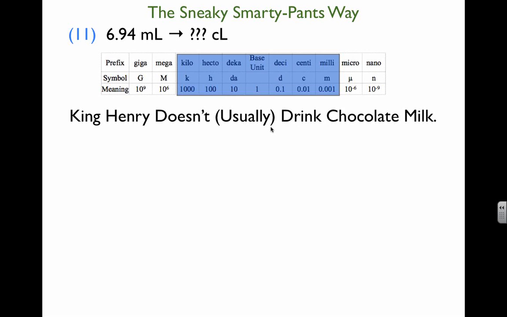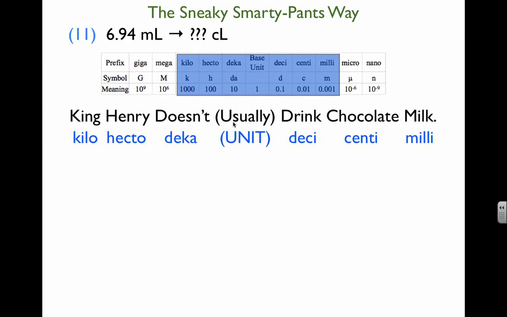The king is a mnemonic for kilo, Henry for hecto, doesn't for deca, deci is drink, centi is chocolate, and milk is milli. Okay, so each of these letters is the beginning sound or letter of what the metric units are. Kilo, hecto, deca, deci, centi, milli. You might wonder what usually is. I think of that as unit.